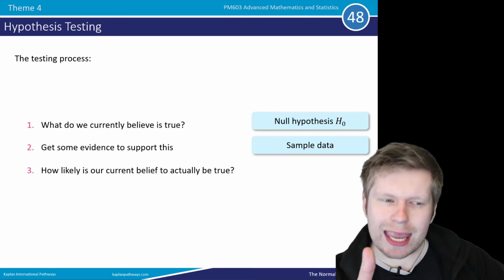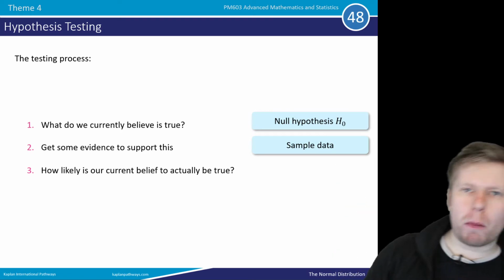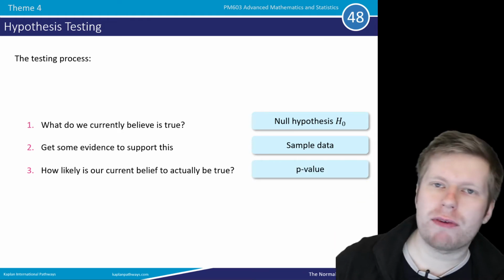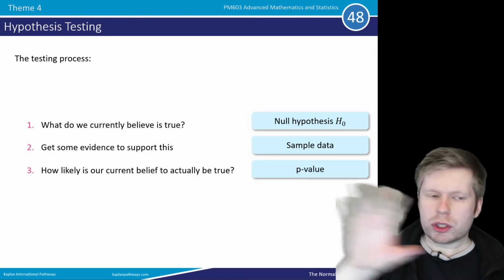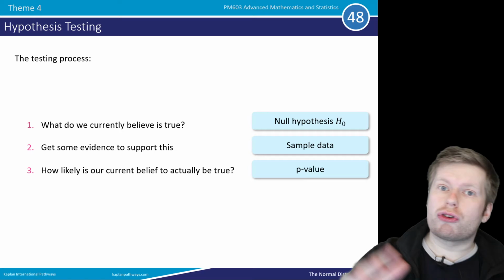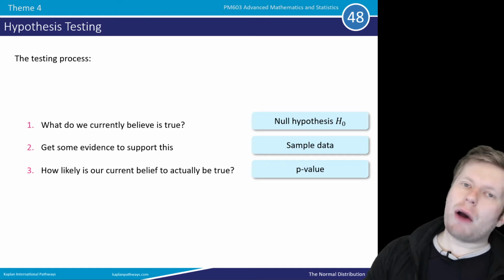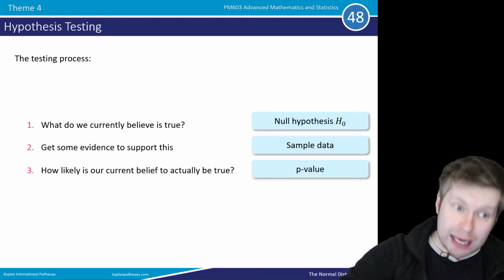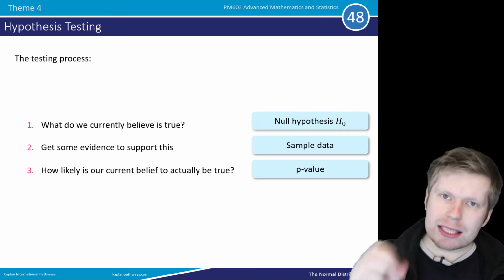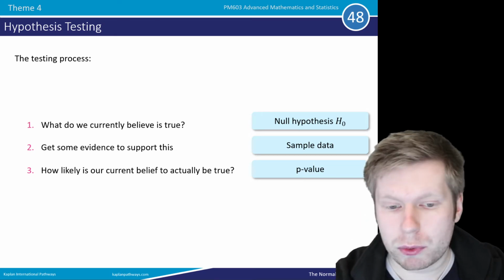Then I asked the question, well, if that null hypothesis is actually true, how likely is it that I will obtain this sample data? So how likely is it that our current belief is actually true? And that's how we obtain the p-value. If that null hypothesis is true, what's the probability of obtaining this sample? If that p-value is high, then it means that we fail to reject that null hypothesis. In other words, we haven't got any reason to say that that null hypothesis is not true. However, if that p-value is low, in other words, the probability of obtaining this particular sample data is really low if that null hypothesis is true, then we're basically saying we can reject that null hypothesis. That null hypothesis probably isn't correct, based on this sample data.